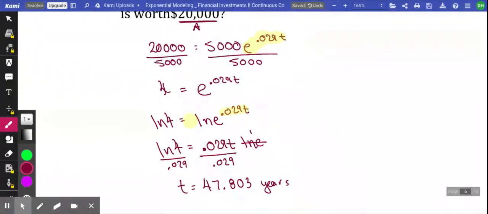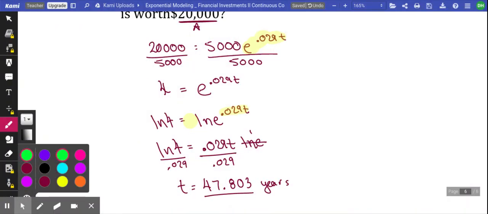Well, think about how practical this is, okay? Other than the idea that you probably don't have $5,000 when you first graduate from college. But if you did, you make that initial investment when you're 21 or 22 years old, then 47 years later, you're 68, 69, 70 years old, and your 5,000 turned into 20,000. That's unbelievable. But hopefully you're going to get a better interest rate than that 2.9% anyway, and that would shorten up the time span.